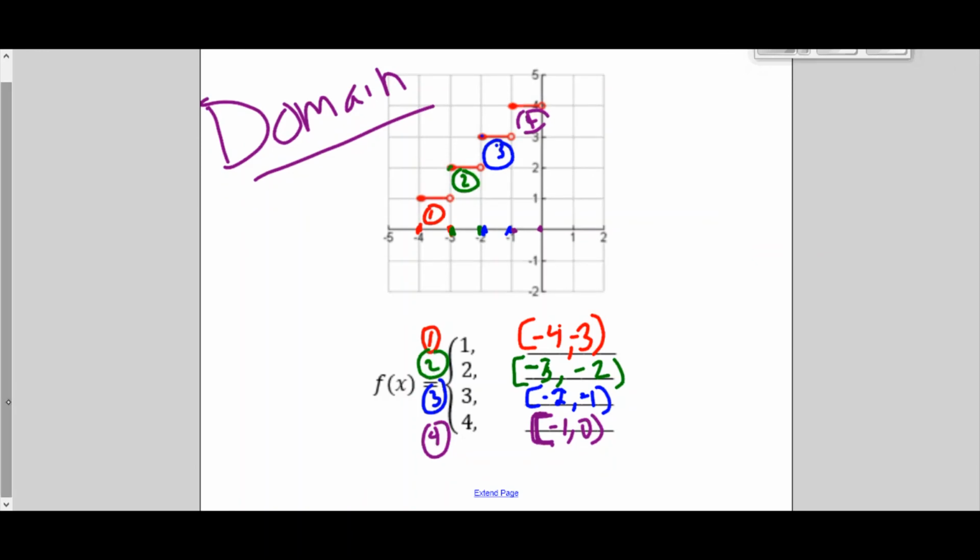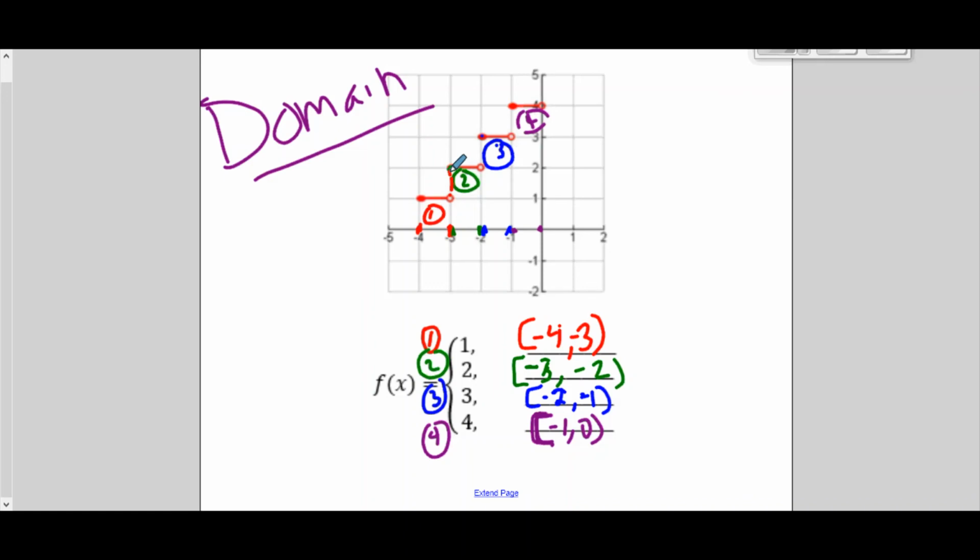So for the first one, for function number 1, it starts at -4 and ends here at -3. So I put -4, comma -3. -4 gets a bracket because it's a closed circle at -4. -3 is a parenthesis because it's an open circle at -3. Then I step up to go to function number 2. So I step up, and here I'm at function number 2.